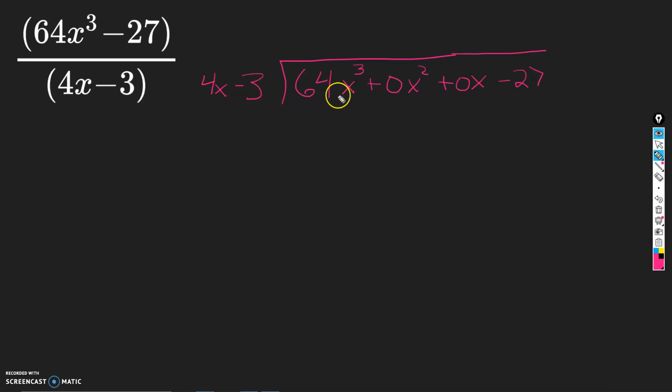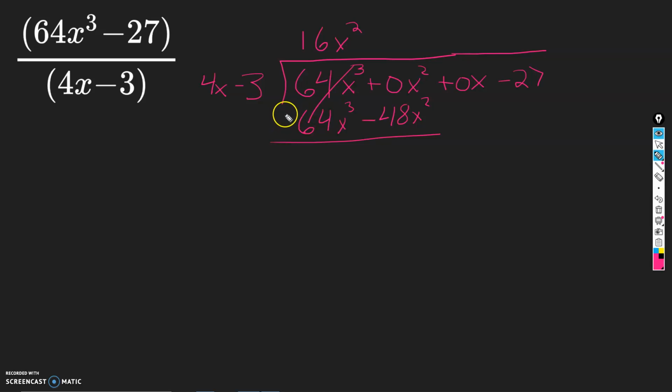So 4x goes into 64x cubed. Well, 4 goes into 64 16 times. X goes into x cubed x squared times. So 16x squared times 4x gives us 64x cubed. 16x squared times negative 3, 16 times negative 3 is negative 48. And then x squared. Alright, 64x cubed cancel out, which is perfect.